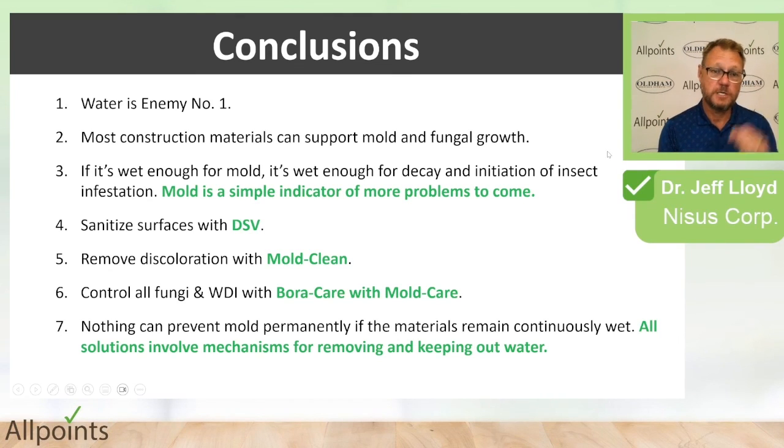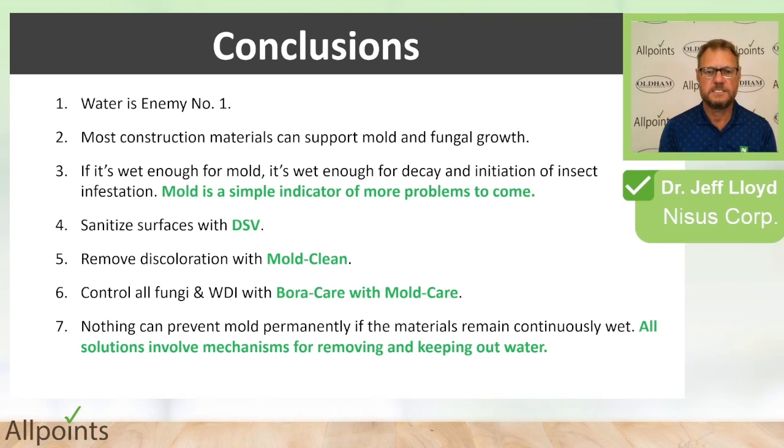So let's finish up with some conclusions then. Water is enemy number 1. Most construction materials can support mold and fungal growth. If it's wet enough for mold, it's wet enough for decay and the initiation of insect infestation. Mold is a simple indicator of more problems to come. So if you see mold, if you see surface fungi, you know it's been wet enough to support wood destroying organisms as well as just the non-wood destroying organisms. It's a good sign of a conducive condition.